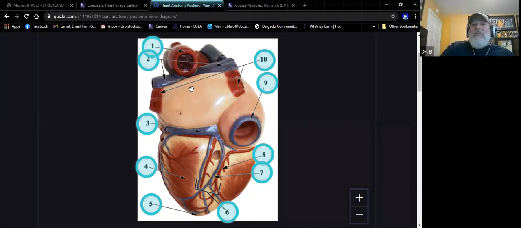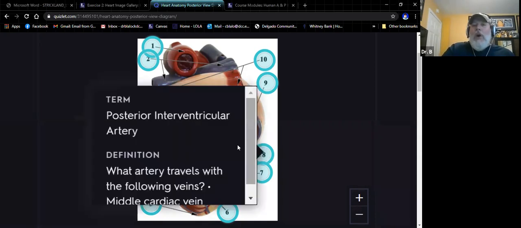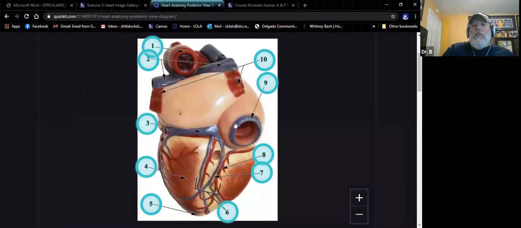Now, we mentioned bringing blood back from below the heart. We said above the heart was the superior vena cava. This opening right here is going to be for the inferior vena cava. So this is bringing blood back from the abdominal region. It's bringing blood back from the lower extremities, all going into the right atrium.